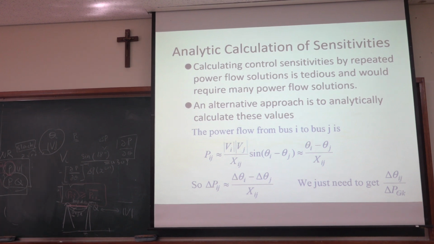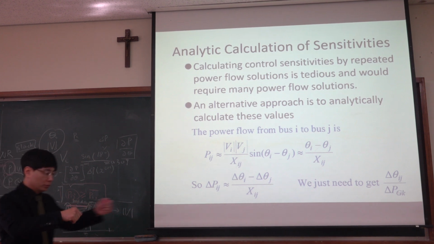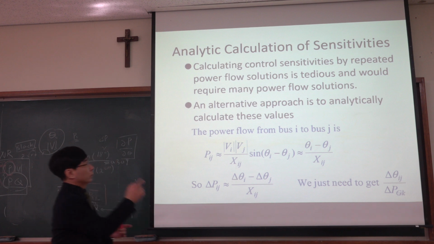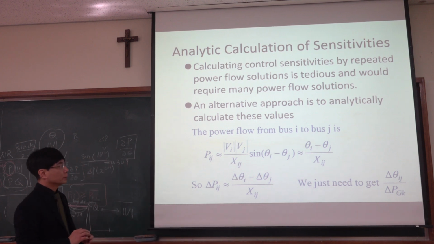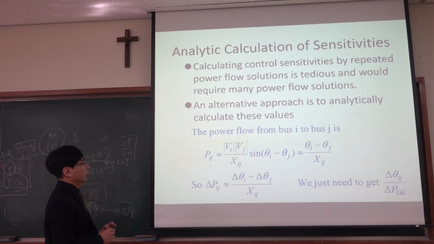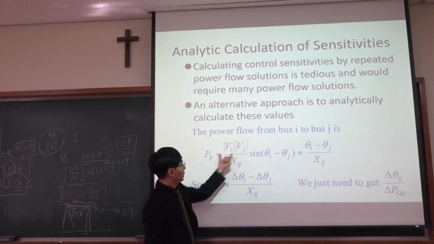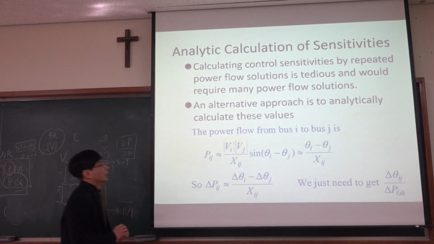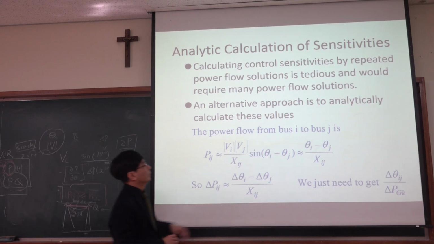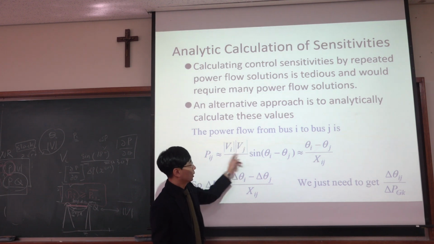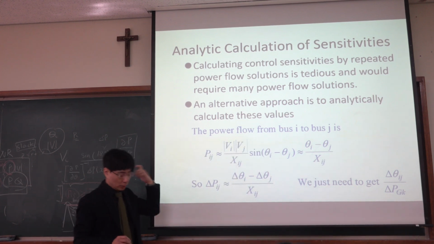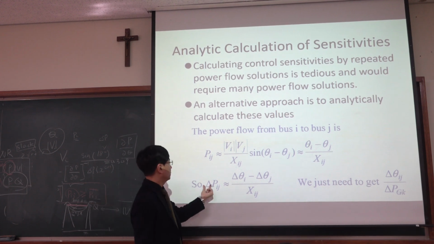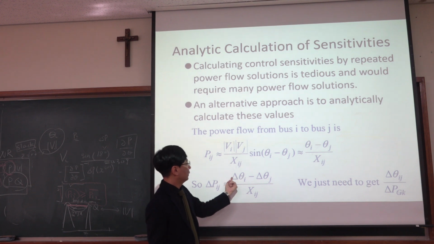Analytic calculation of sensitivities. Calculating control sensitivities by repeated power flow solution is tedious. You can do trial and error, but that's not a systematic way and would require many power flow solutions. An alternative, systematic approach is to analytically calculate these values. So the power flow from bus I to J is approximated like this. It depends on the voltage magnitude and the phase angle difference. And further simplified like this. Anyway, this is close to 1. And anyway, this is close to 0. So approximated like this. And the difference of power flow is the difference of the phase angle given like this.